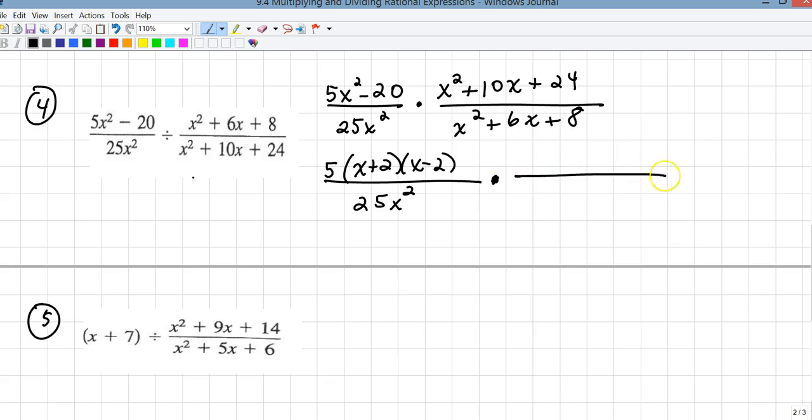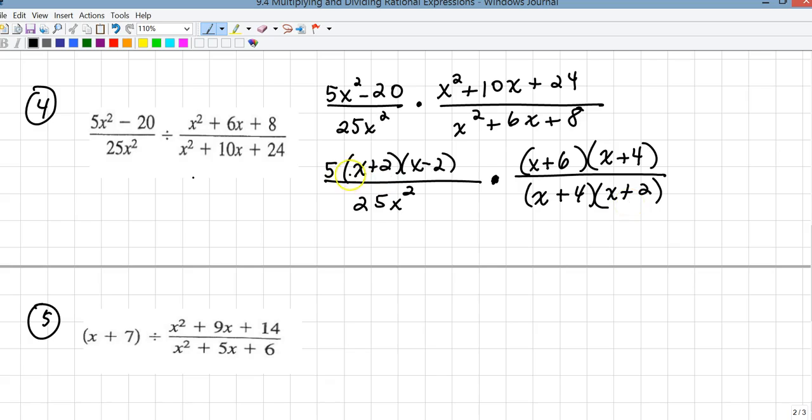And then I'm going to go to the next fraction, and I'm going to say x squared plus 10x plus 24 is, let's see, not 3 and 8, but 6 and 4. So it's going to be x plus 6 times x plus 4. And then in the denominator, I've got another trinomial, which is going to be x plus 4 times x plus 2. 4 times 2 is 8, and 4 plus 2 is 6. So we're good. All right, so I've factored everything, and now I'm going to reduce.